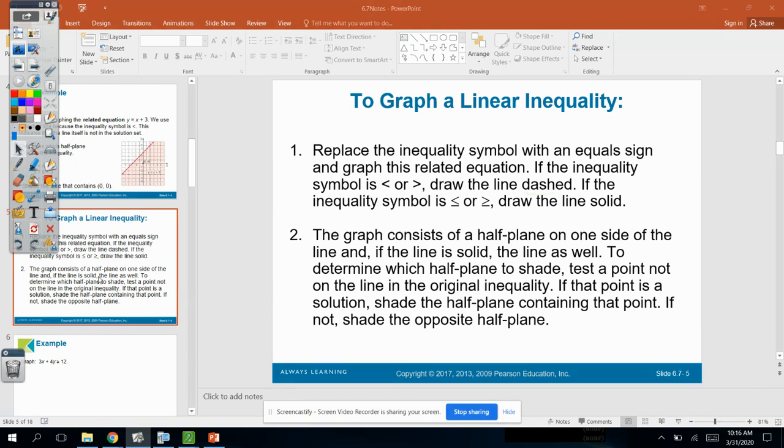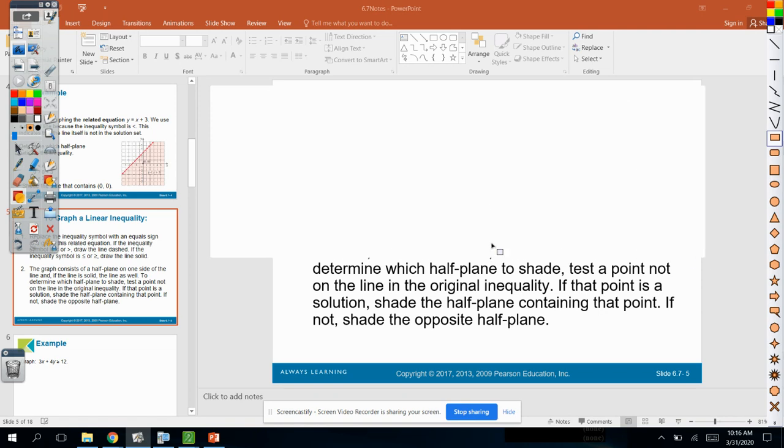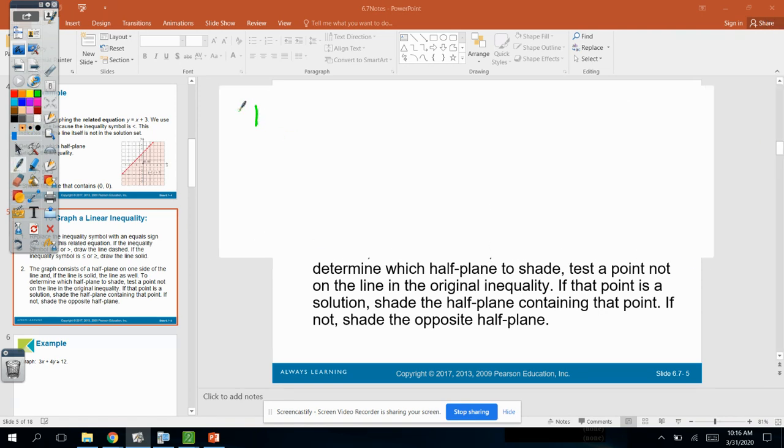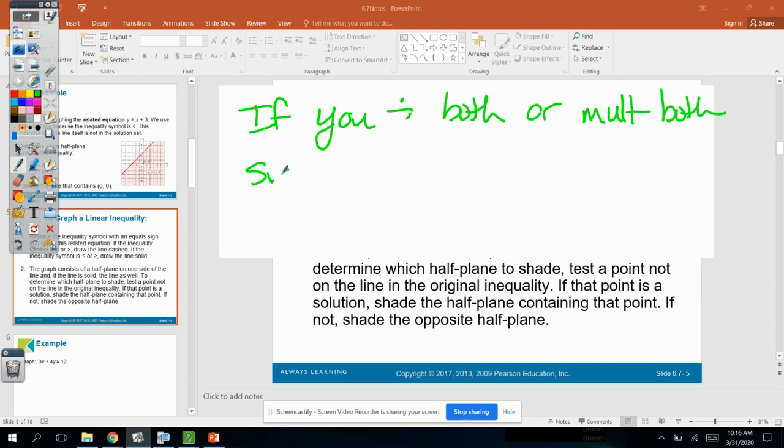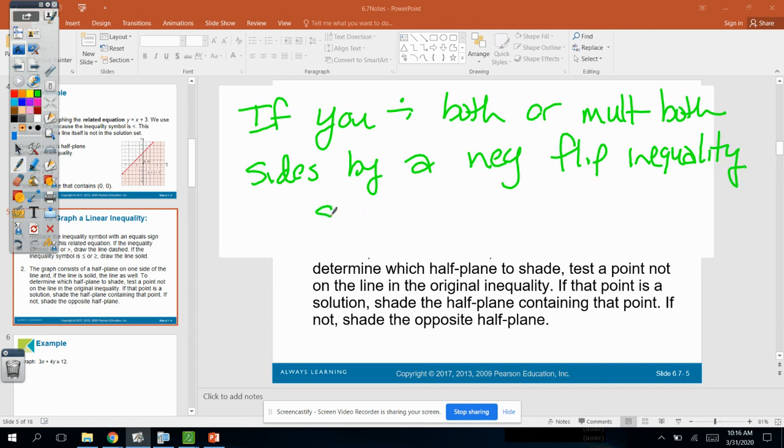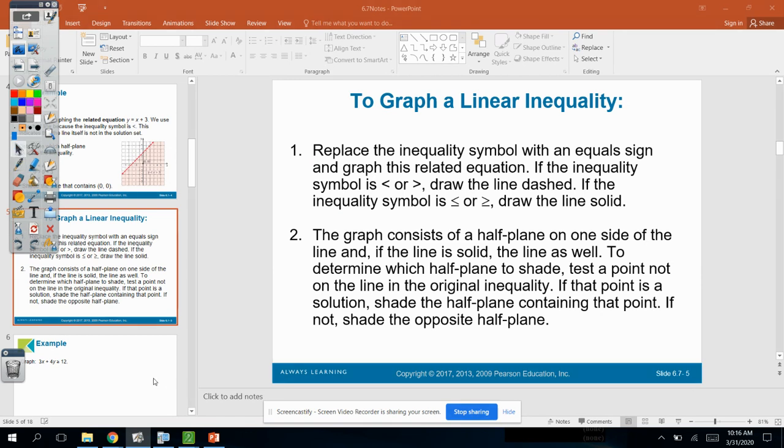Don't forget, the other thing I need you not to forget is when you're working with inequalities, if you divide both sides or multiply by a negative, you need to flip the inequality. You need to flip the direction of that arrow. All right, I think I got 3 examples, and then that's it for today.